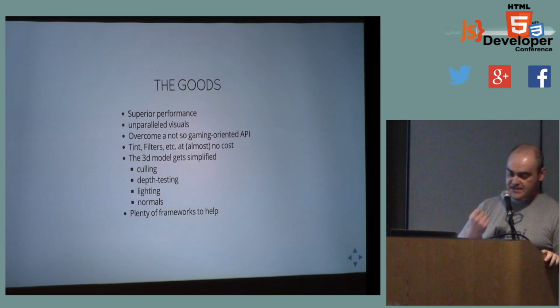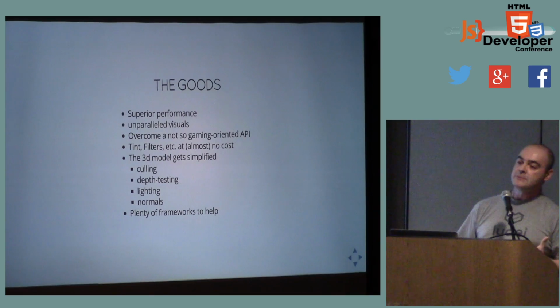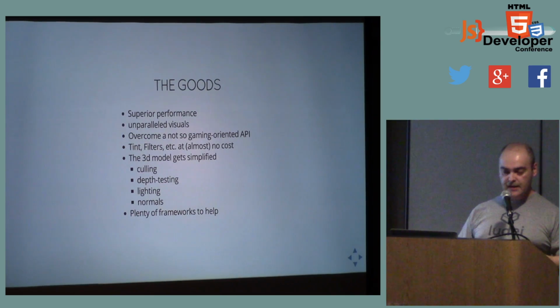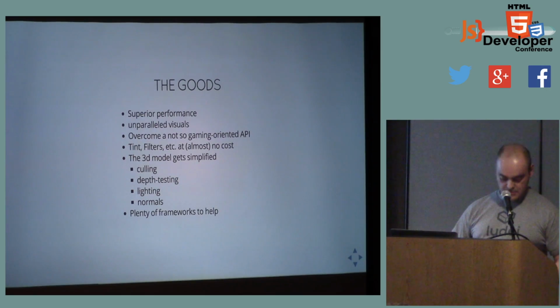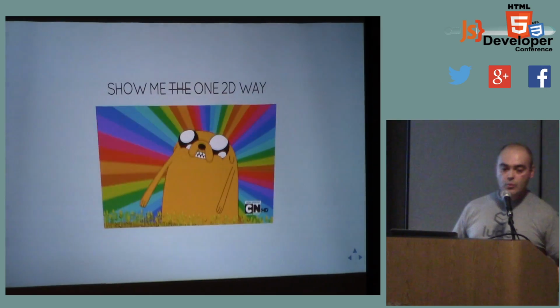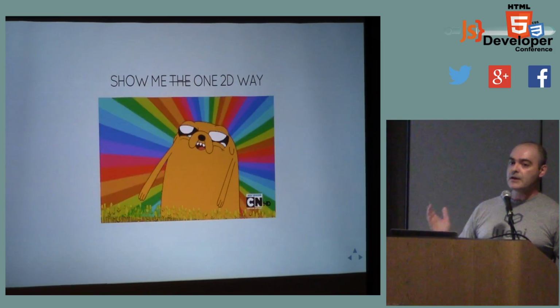And best of all is that the 3D model gets extremely simplified with 2D. So all these things related to culling or depth testing or lighting or dealing with normals will be completely out of the equation. You will be able to focus only on bringing fast graphics to the screen, and extremely good-looking graphics. And then, as I told you before, there are plenty of frameworks to help with these things. So how could we do that? It is not the way, but it's a very good way to do this thing.